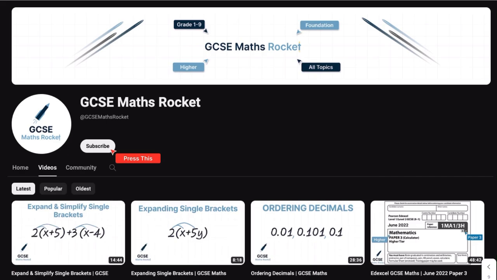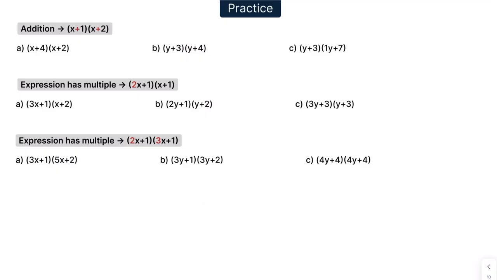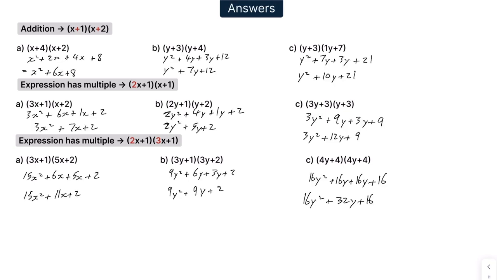So press pause and have a go at these practice questions. When you're ready, press play for the answers. Here are the answers. Mark your work.